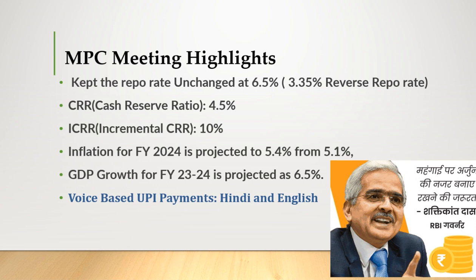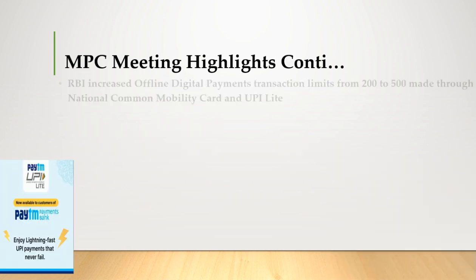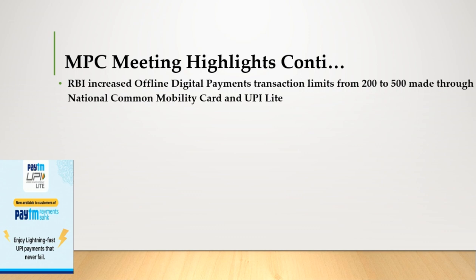Other than voice based UPI payment, RBI has also highlighted offline payments. RBI increased the offline digital payment transaction limit from 200 to 500, for payments made through the National Common Mobility Card and UPI Lite. The National Common Mobility Card is a mobility card we can use for digital payments, for retailers you can say. And what about the overall limit? The overall limit for offline payment is kept at 2000 only. Only the per transaction limit changed from 200 to 500.